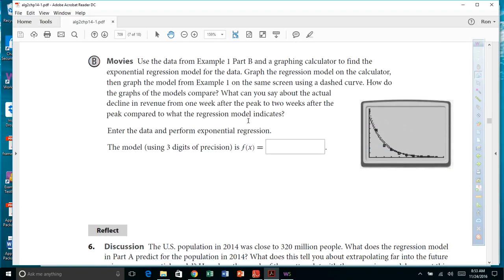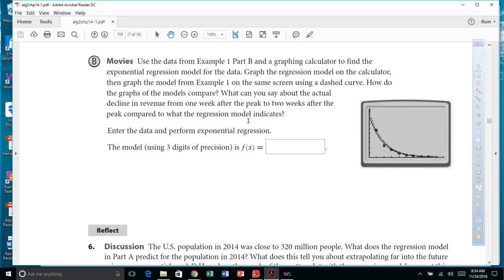Okay. Movies. Use the data from example 1, part B, in a graphing calculator to find the exponential regression model for the data. Graph the regression model on the calculator. Then graph the model from example 1 on the same screen using a dashed curve. How did the graphs compare? What can you say about the actual decline in revenue from 1 week after the peak to 2 weeks after the peak compared to what the regression model indicates?